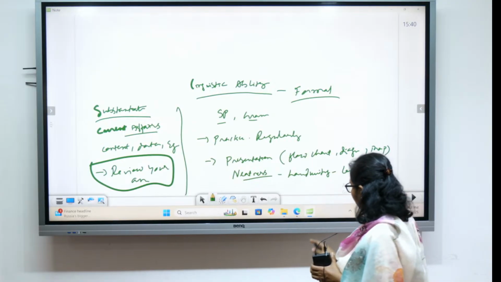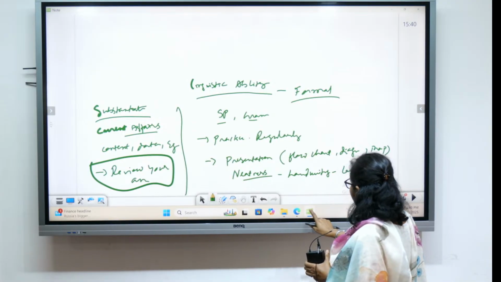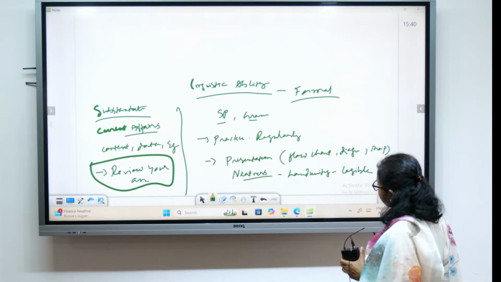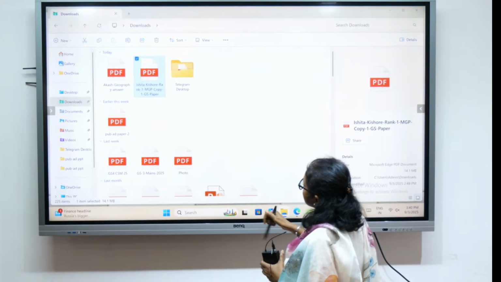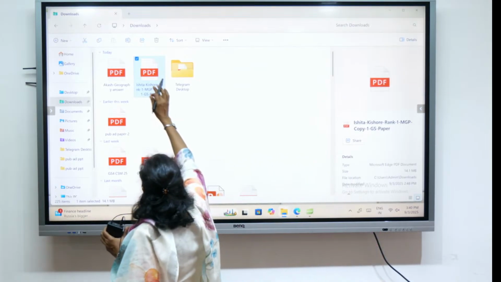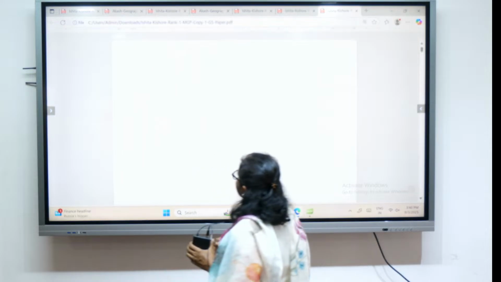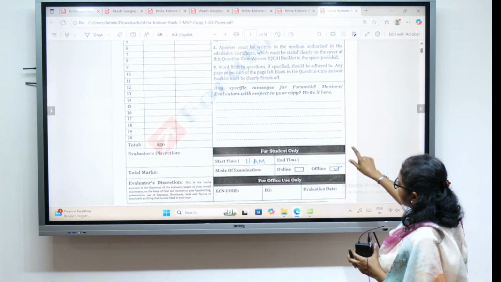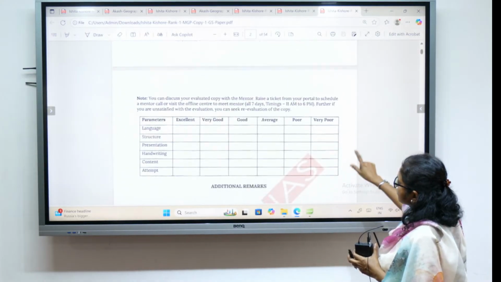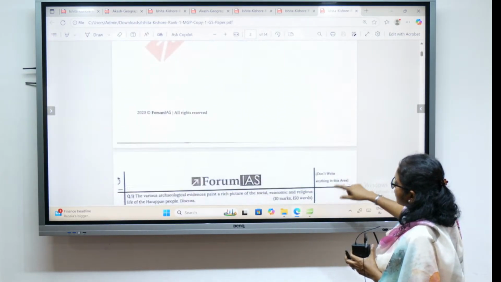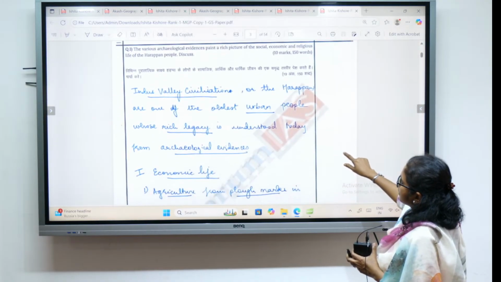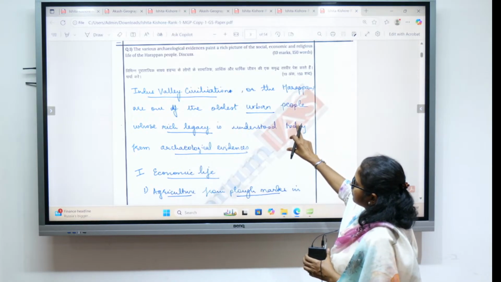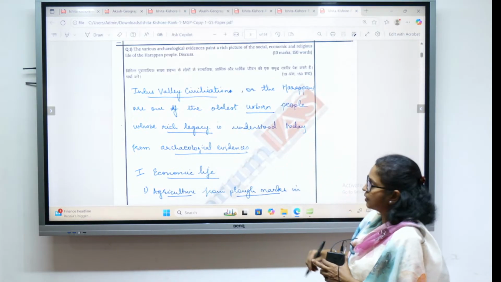Now let me show some answers. This is Ishita Kishore's answer. She was the topper in 2023. Look at the way she has answered. See, this is the introduction. Can you see? It very clearly looks like an introduction, doesn't it?